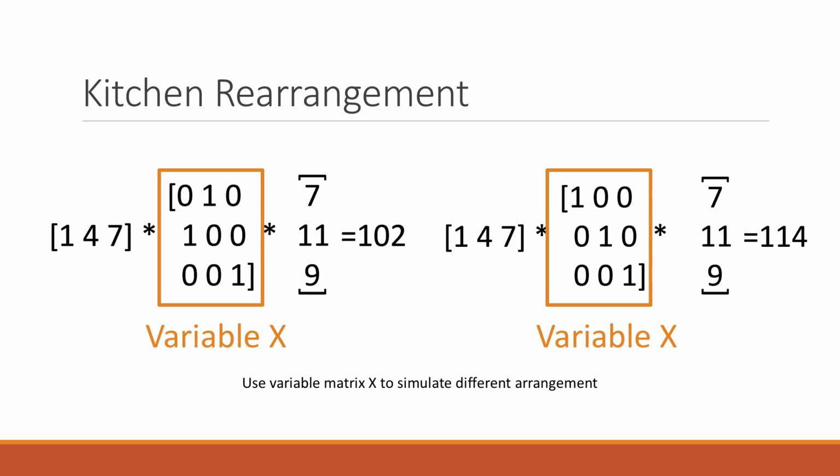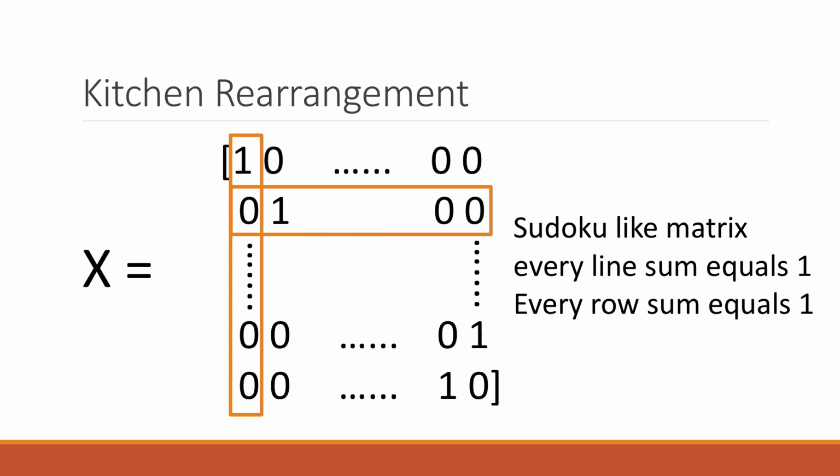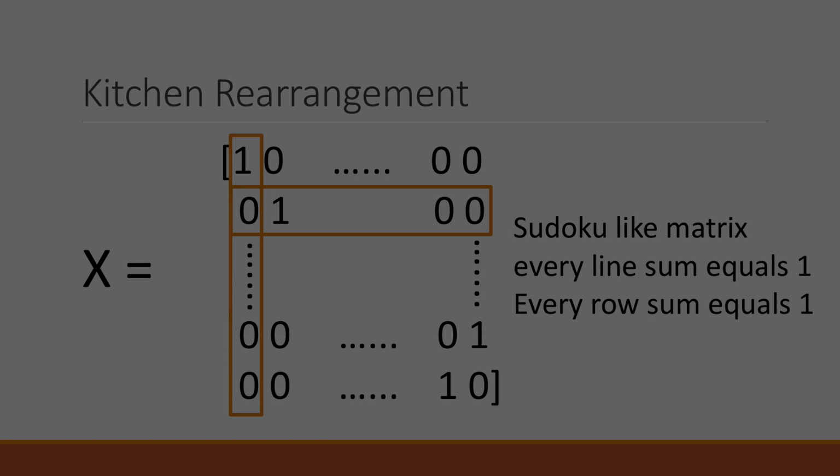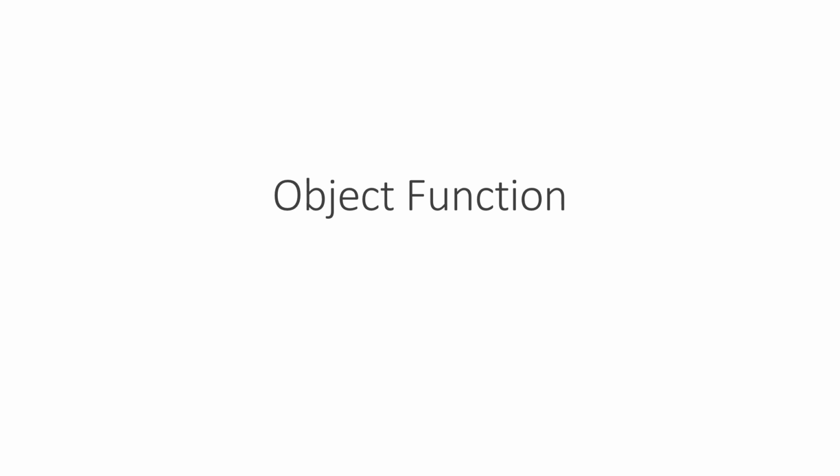So here I introduce a variable X. By multiplying the S matrix and the X matrix, I can switch the order of the S matrix. The point here is that the X matrix is a permutation-like matrix, so every line sum equals 1 and every row sum equals 1. So all the atoms in the S matrix will appear only once. And then I can start to build up my objective function.